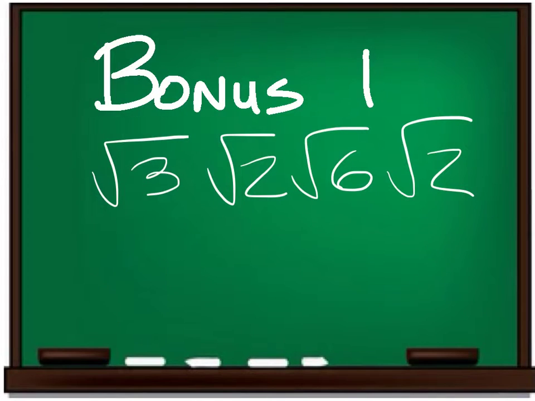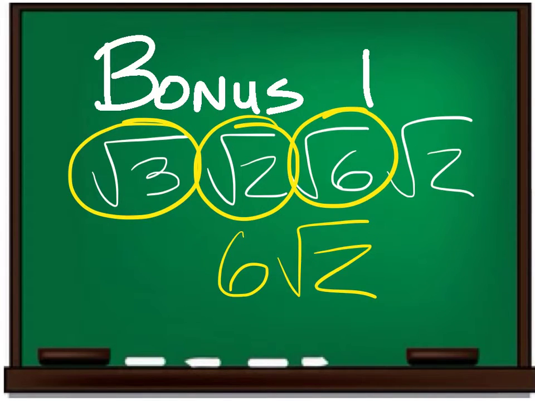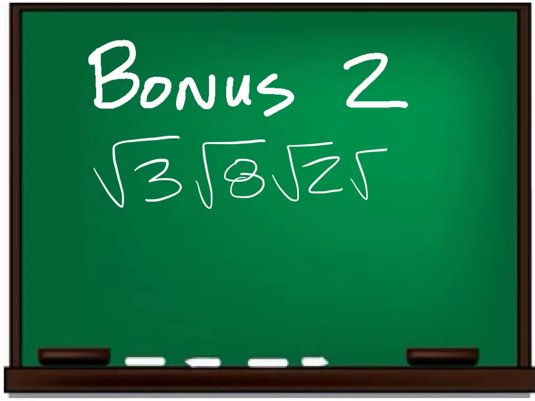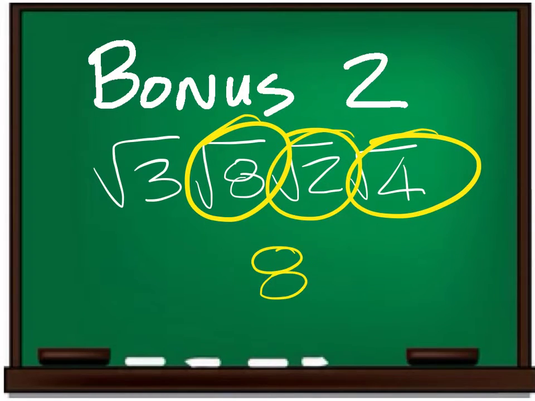On this one, this times this is square root of 6, times this is 6. So it's 6 square root of 2. Two and 4 against the 8 gives me 8. 8 square root of 3. We'll go back through this one again.